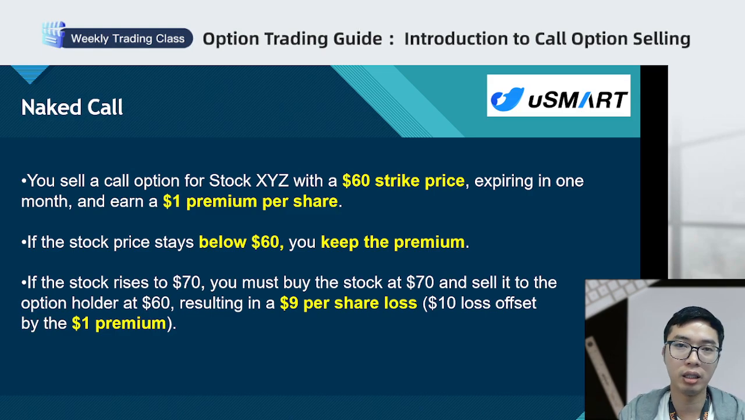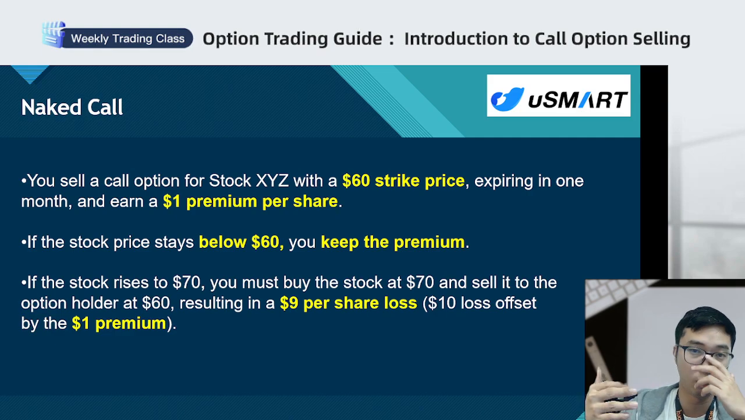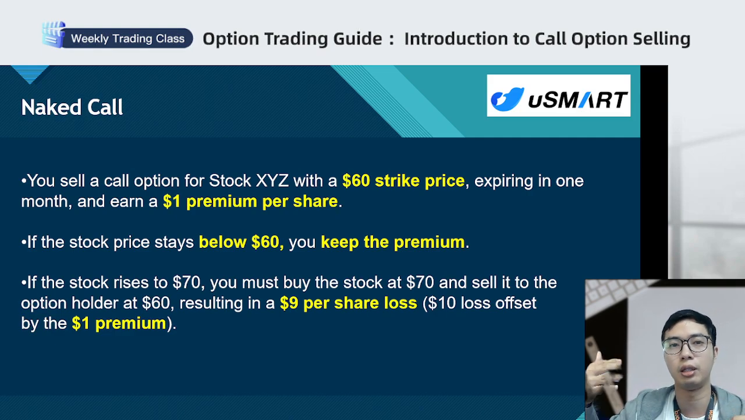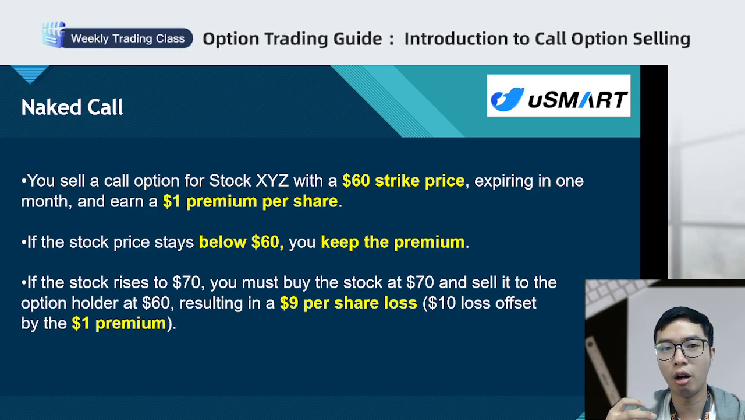And why is the risk unlimited? Because the stock price can continue to go up. What if the stock price goes above $80? Then you will incur something like 1,900, and then it goes up again, and again. Your losses keep increasing. That's why selling naked calls is very dangerous. The risk is unlimited. However, the maximum you earn is the call buyer's premium only.